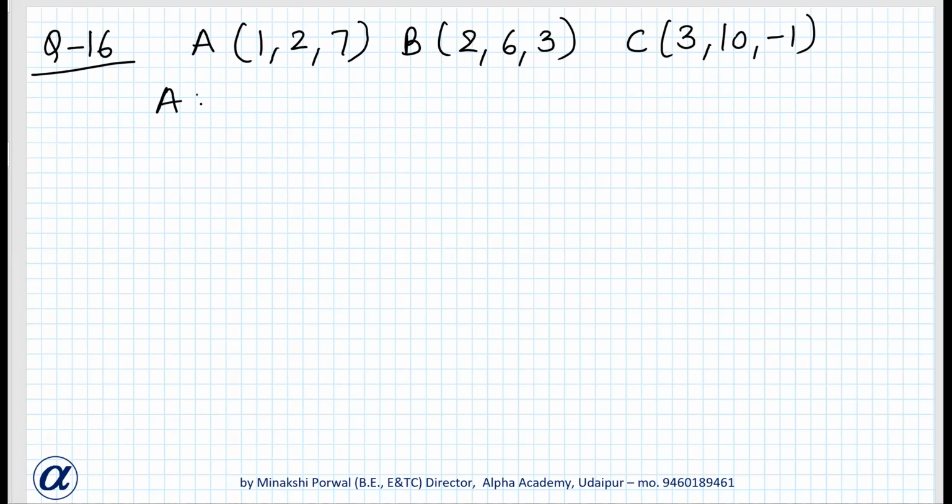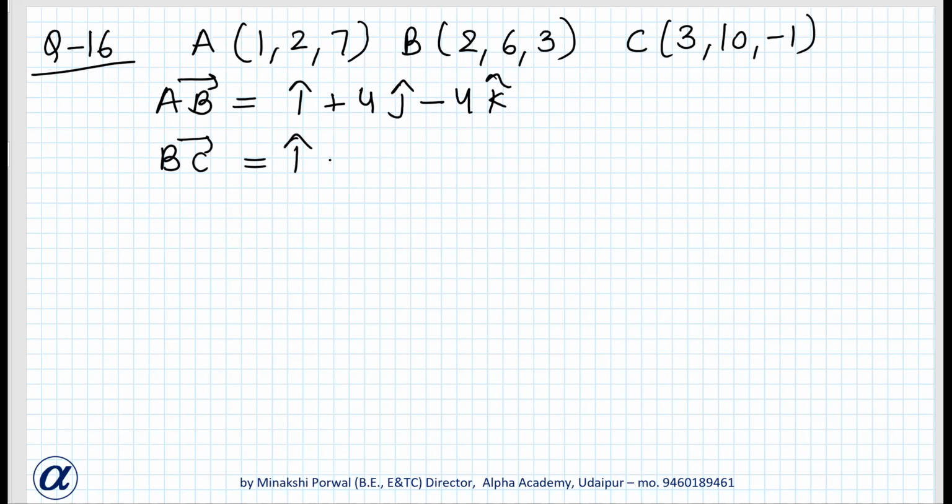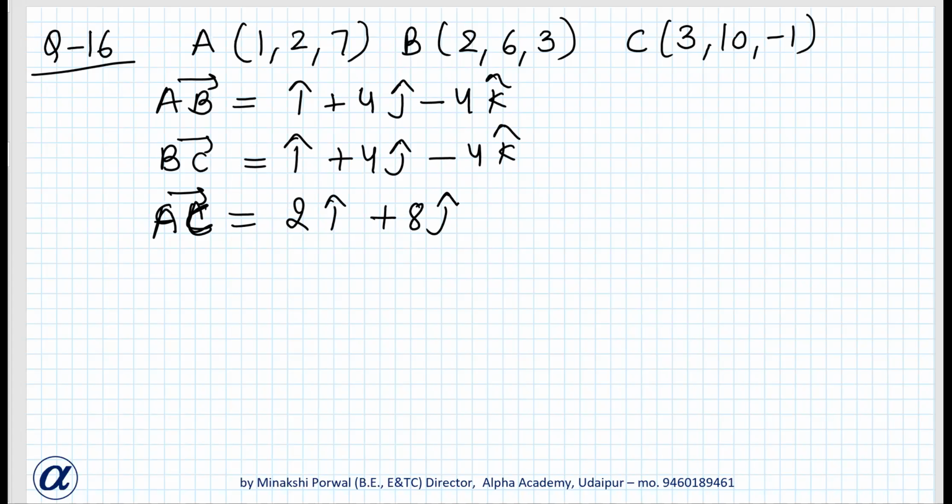So AB will be equal to 2 minus 1, that is i, plus 6 minus 2, 4j, plus 3 minus 7, that is minus 4k. BC is equal to 3 minus 2, i, plus 10 minus 6, 4j, minus 1 minus 3, minus 4k. And AC we can find. AC will be equal to 3 minus 1, that is 2i, plus 10 minus 2, 8j, and minus 1 minus 7, minus 8k.